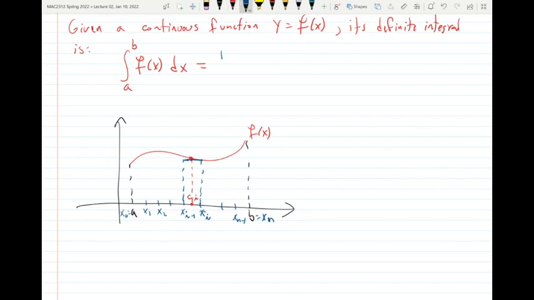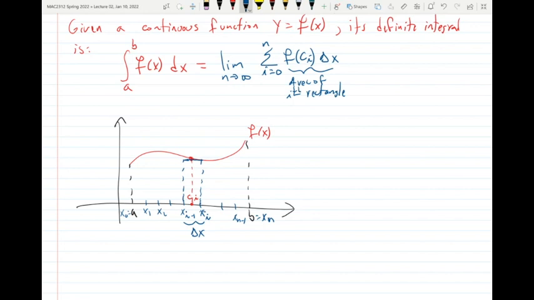So this is going to be equal to the limit as n approaches infinity, where n is the number of rectangles that we're using, of the sum from 0 to n of f of ci times delta x. Now, delta x is the length of the base. So notice that this right here is the area of the ith rectangle. A rectangle is base times height.